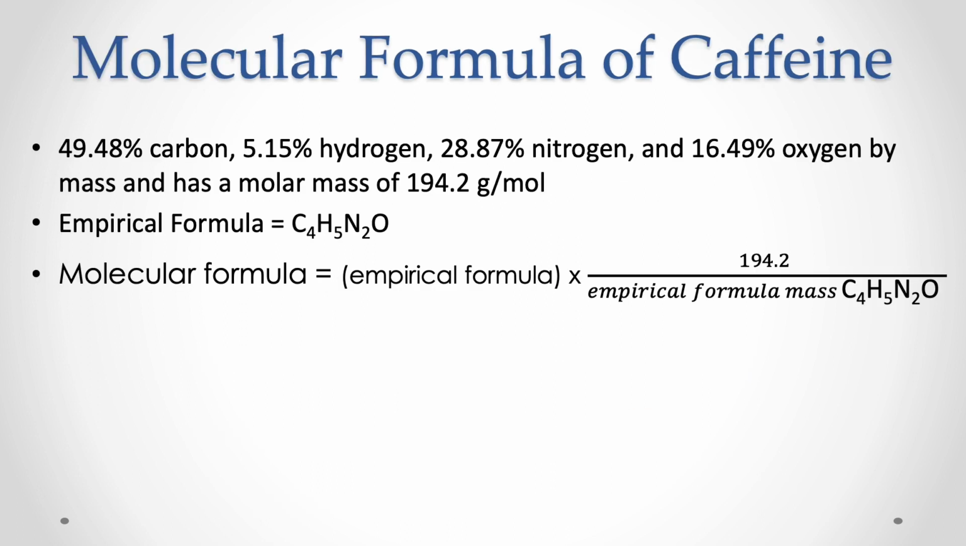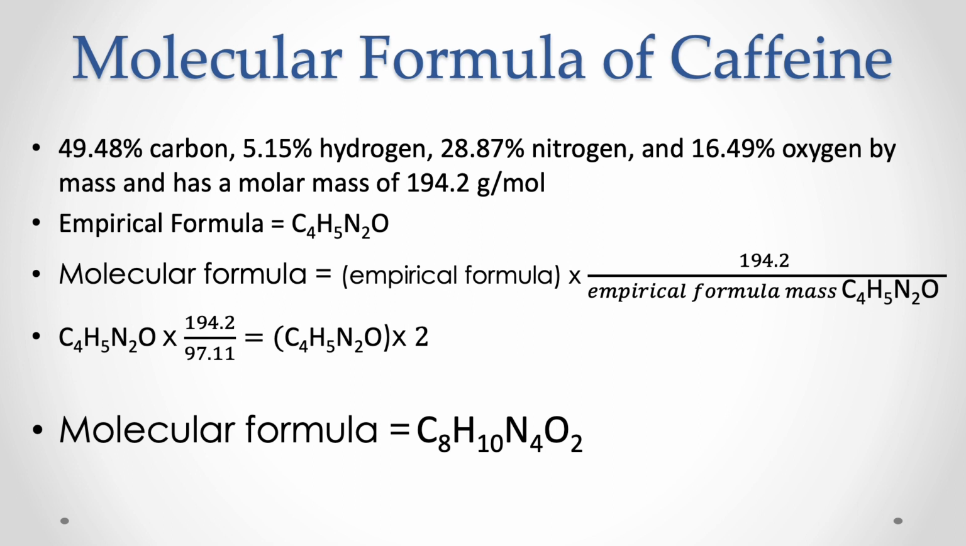Now we can find the molecular formula by finding the relationship between the molecular formula mass and the empirical formula mass. This equation has been explained in earlier videos. Briefly, we can multiply the empirical formula by the ratio of the molecular formula molar mass, which is given in the problem, and the empirical formula molar mass. Here, the ratio is 2. We can then distribute the 2 to get the molecular formula of caffeine, C8H10N4O2.